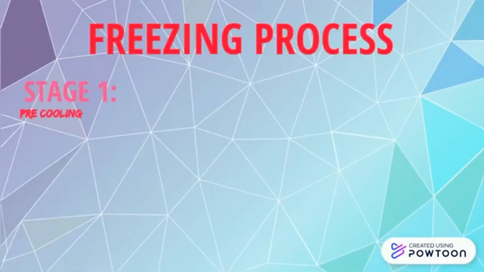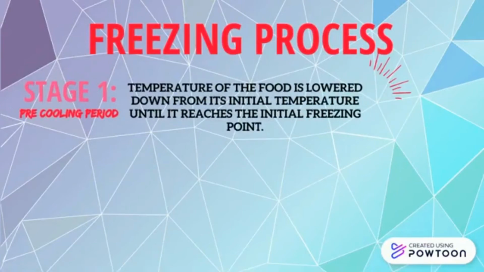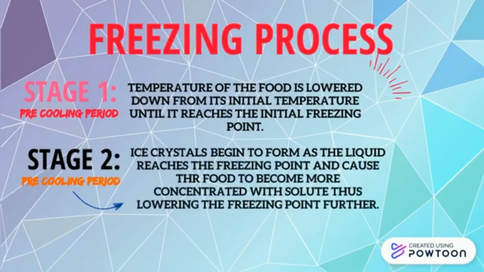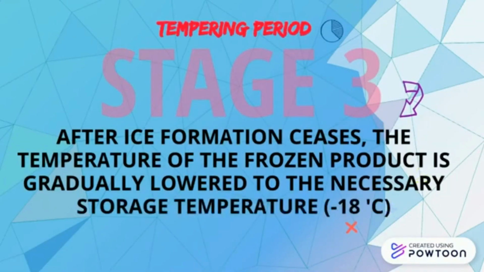Freezing process. Stage 1. Pre-cooling period. The temperature of the food is lowered from its initial temperature until it reaches the initial freezing point. Stage 2. Freezing period. Ice crystals begin to form as the liquid reaches the freezing point and cause the food to become more concentrated with solute, thus lowering the freezing point further. Stage 3. Tempering period. After ice formation ceases, the temperature of the frozen product is gradually lowered to the necessary storage temperature.